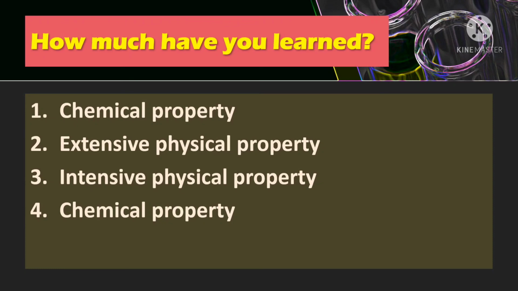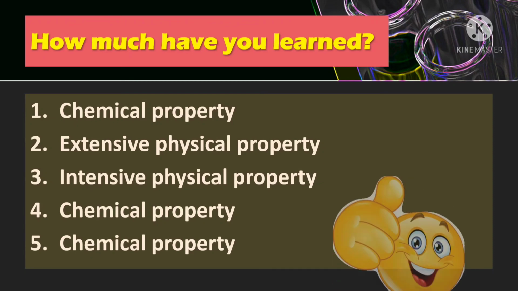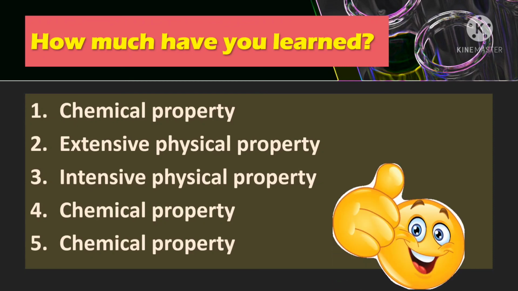5. Coal is used to produce electricity by burning them to power the generator. It is chemical property. So, did you get it all correctly? Very good.